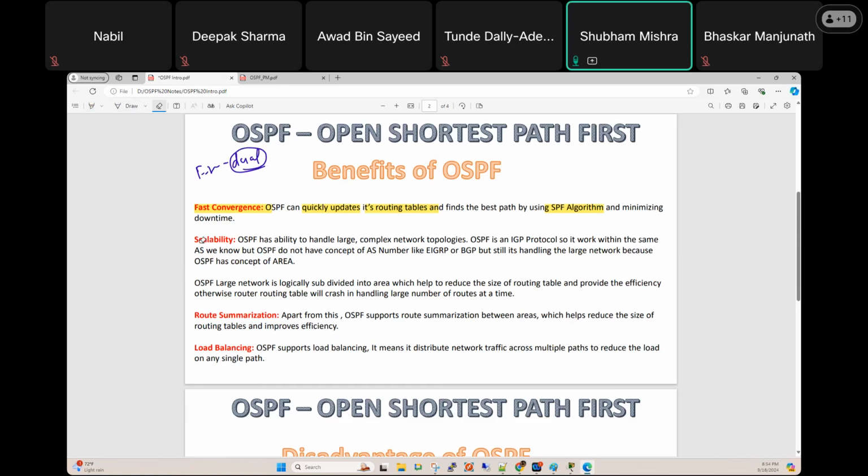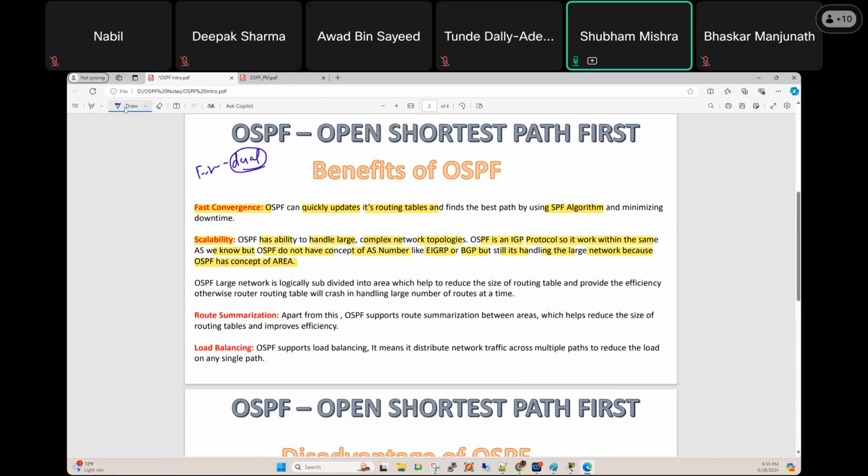Next is scalability. What do you mean by scalability, guys? OSPF has the ability to handle large, complex network topologies. OSPF is an IGP protocol, as I told you, so it works within the same AS. OSPF does not have the concept of an AS number like EIGRP or BGP, but it handles large networks because OSPF has the concept of areas.